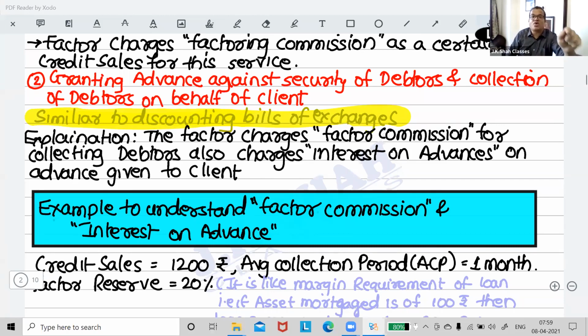So he will tell me, see, read that explanation part. The factor charges factor commission for collecting debtors as usual. Also, he charges interest on the advance given to the client. Fine. We are clear with this. He'll charge us two things. Are you clear with this, guys? I want confirmation from everyone's side. Okay.